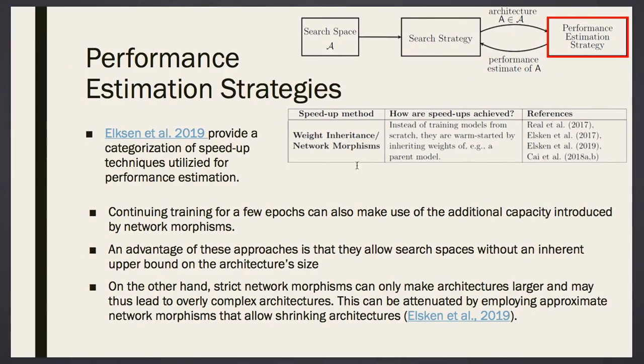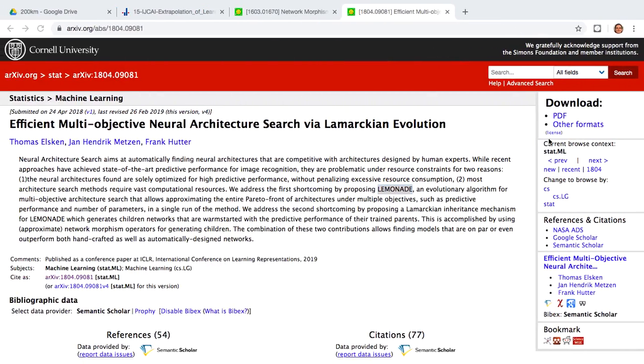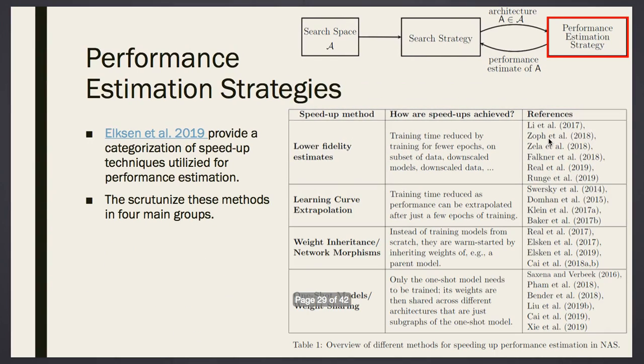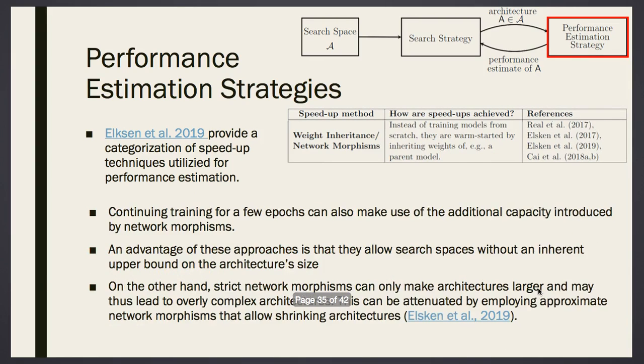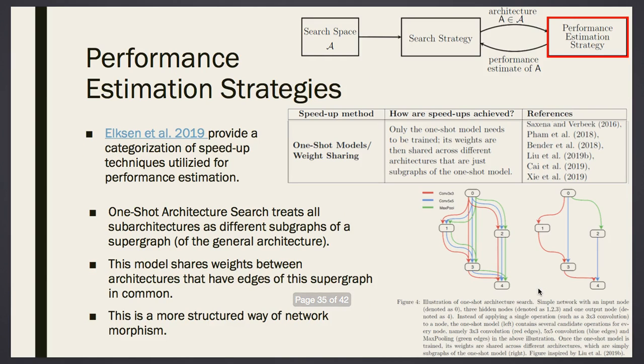Okay, so this is how you do network morphism and how you do weight inheritance so that your performance estimation strategy becomes much faster. Okay, and the fourth one, as you can see, we had four different speed up strategies for performance estimation. We have come to the fourth one. Okay, let's see the fourth one in the next video.